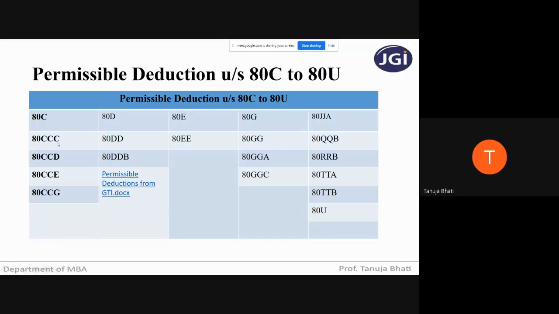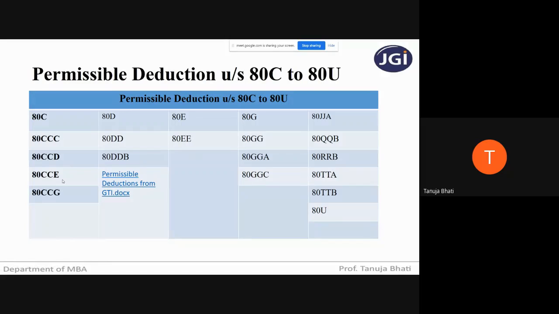80CCC, we know that this deduction is available only to an individual, and when an individual is making some payment or depositing some payment in a pension fund, that is a plan of LIC or set up by LIC, that is Life Insurance Corporation, then he will get deduction under 80CCC. 80CCD, we have seen that when an individual, either employed by the central government or employed by any other employer, is contributing to the pension scheme of central government, that is NPS, National Pension Scheme, he will get deduction under section 80CCD.